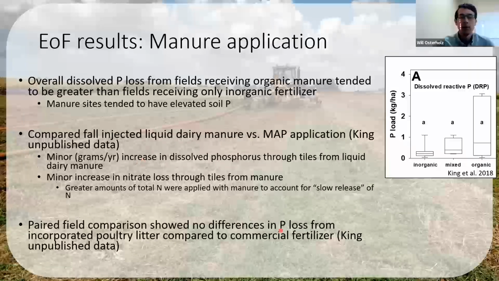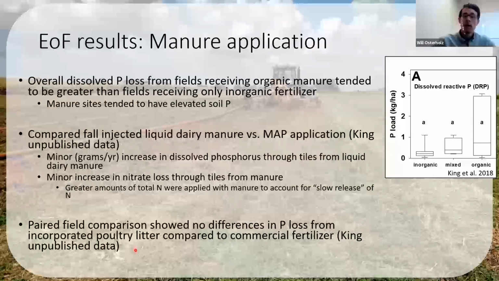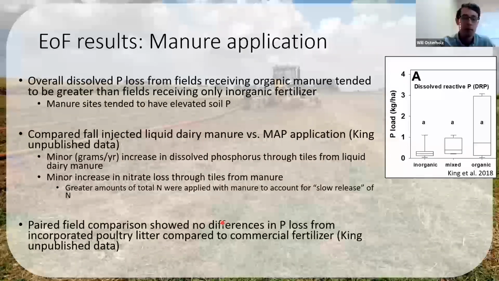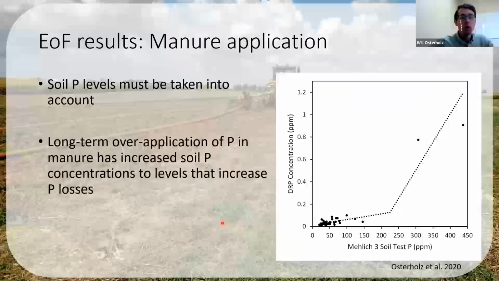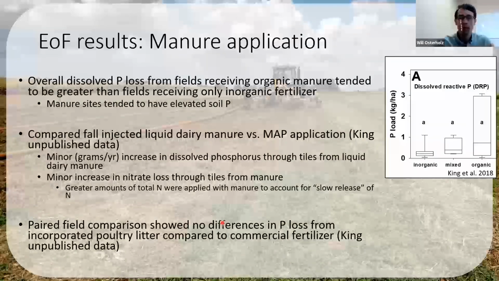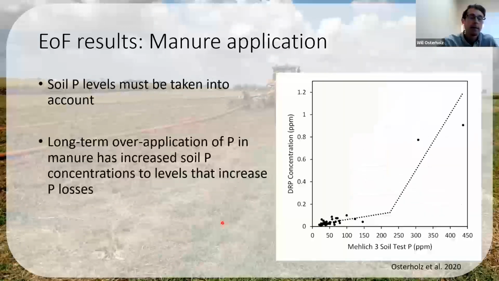Okay, and then the final study we've done here is another paired field study, but this time instead of dairy manure, it was poultry litter compared to commercial fertilizer. For that study, Kevin found no differences whatsoever in the water quality coming off of those 2 fields. So overall, the effect of manure is not huge, but there is a little bit of evidence that using manure instead of commercial fertilizers might slightly increase our nutrient losses.